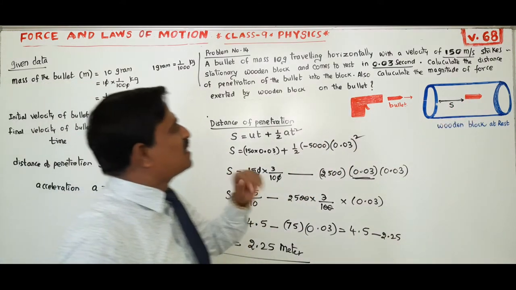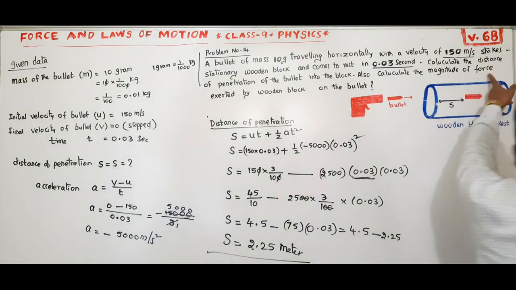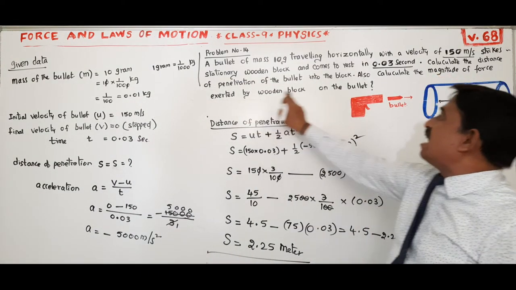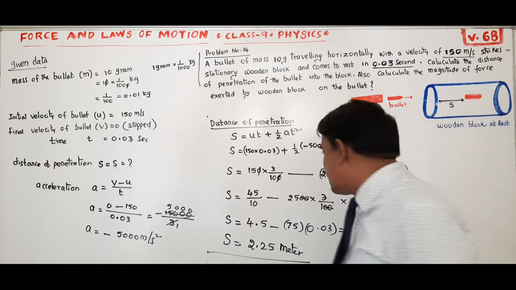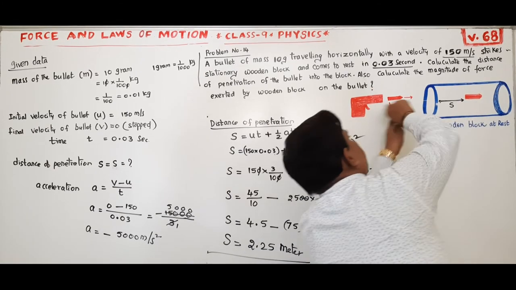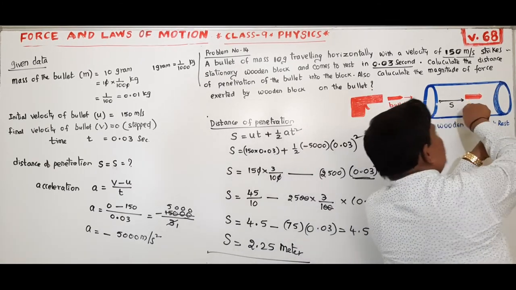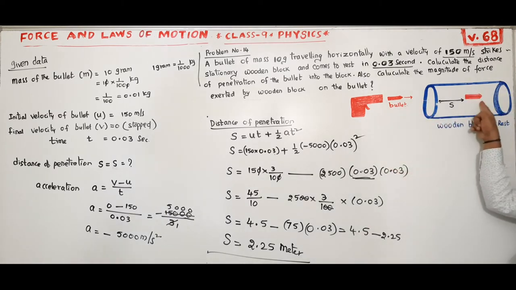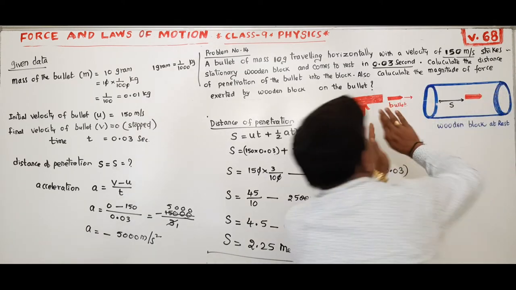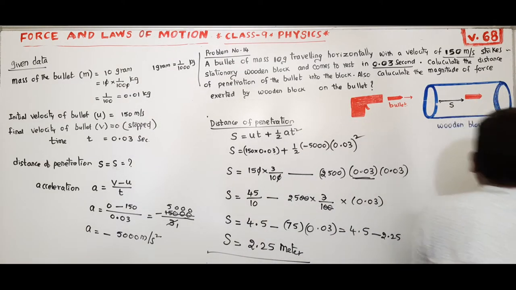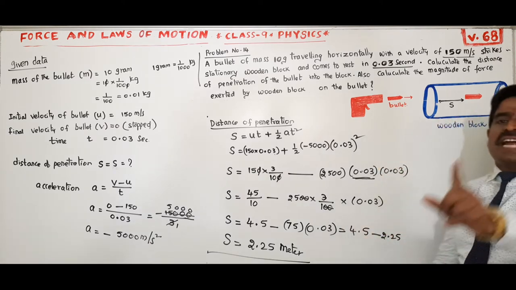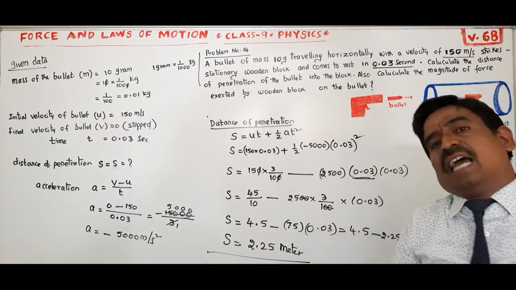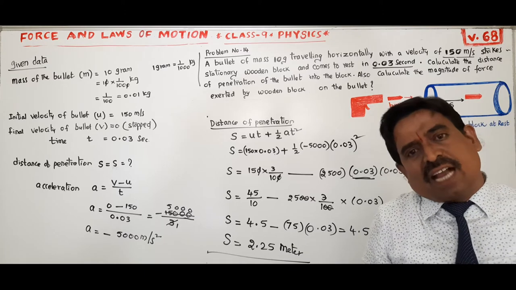Then, what are they asking? The magnitude of the force exerted by the wooden block. Now, please listen. This bullet applies some force on the wooden block. That is the action. The wooden block also applies some reaction force on the bullet. Action is equal to minus reaction. The bullet is applying the force to the right side, the block is applying the force to the left side. For every action, there will be an equal and opposite reaction.